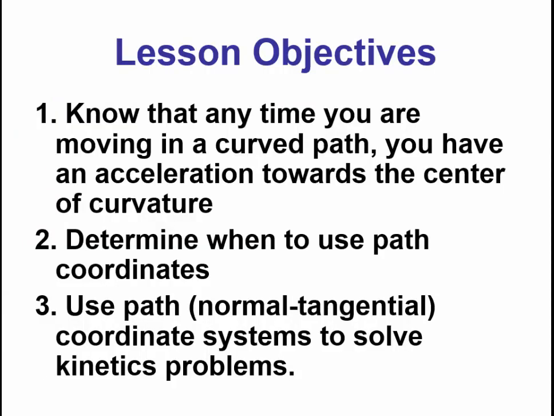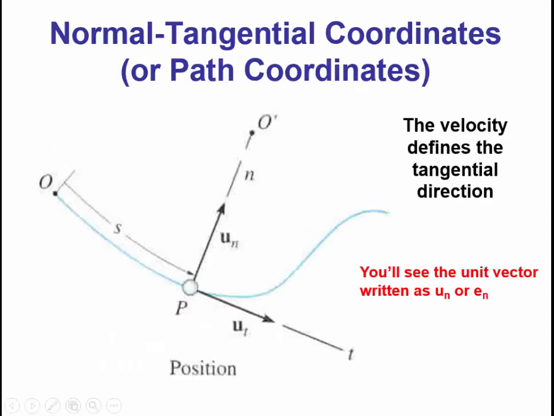The lesson objectives for today are, first of all, to know that anytime you're moving in a curved path, you have an acceleration towards the center of curvature. The second is to determine when to use path coordinates versus the polar coordinates we'll talk about in the next video, and Cartesian coordinates that we talked about in class. And then finally, I want you to be able to use path or normal tangential coordinate systems to solve kinetics problems.